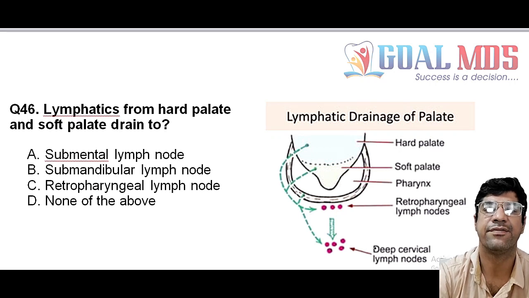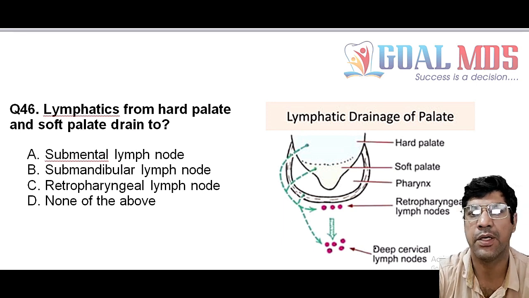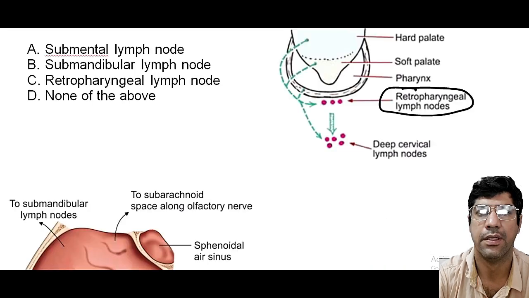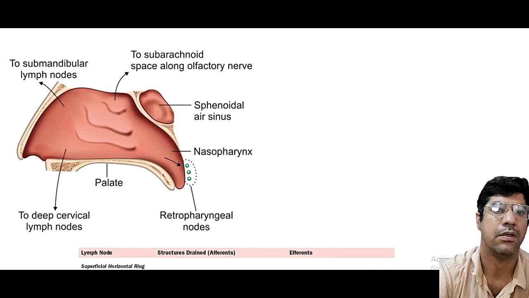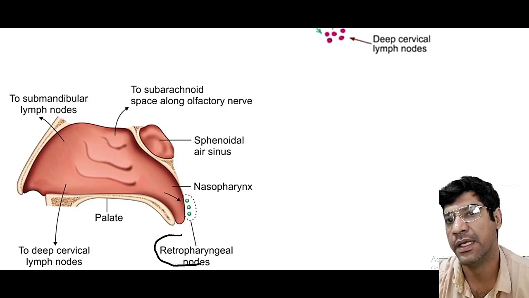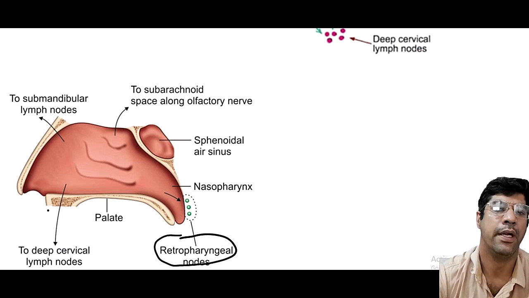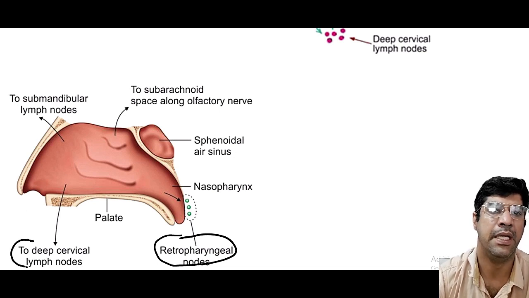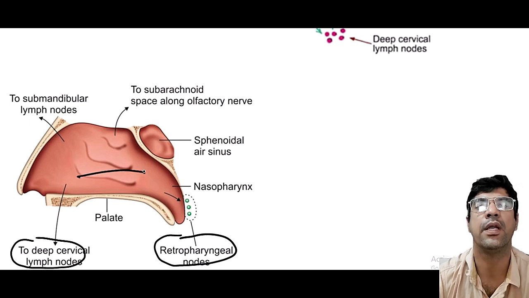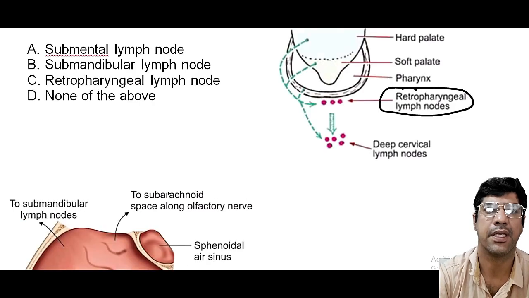The lymphatics from the hard palate and soft palate drain to the retropharyngeal lymph node. So remember this. Here is the retropharyngeal lymph node. So it passes to the deep cervical lymph node and to the retropharyngeal lymph nodes. So the answer is C.